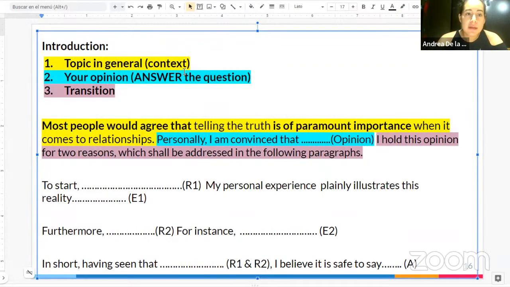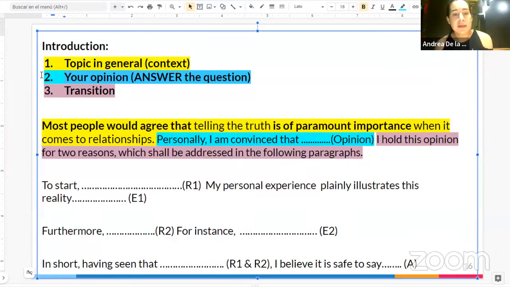No? All right. So that is our first sentence, the one in yellow, which was only about honesty. Now the second sentence, we said, should be your opinion. So you should be answering the question they asked, and it should be very direct.